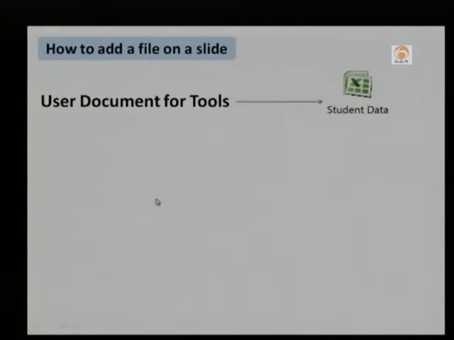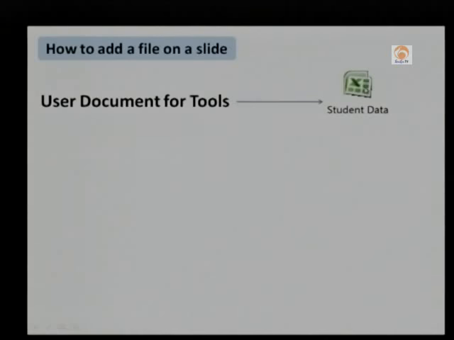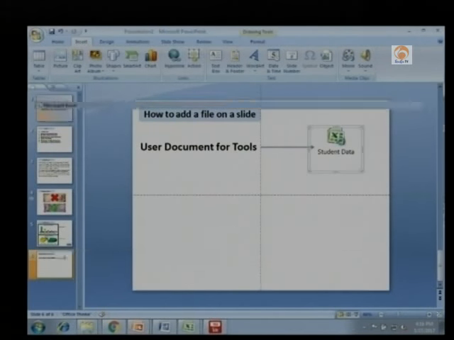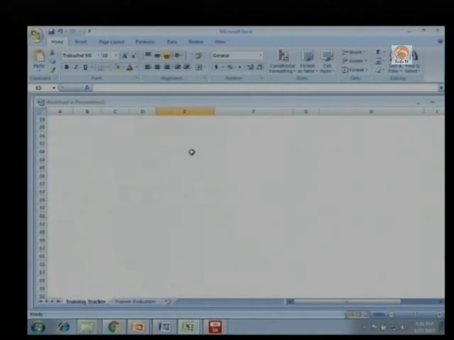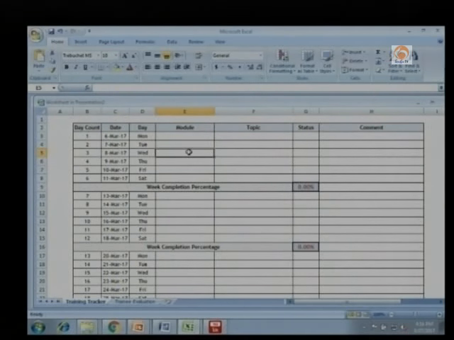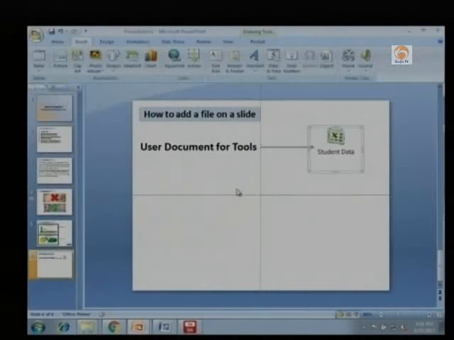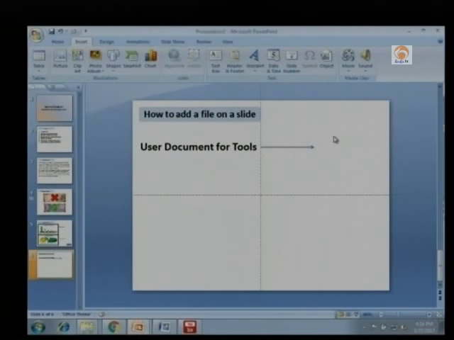When I go to slideshow mode, it says student data. This is in a slide mode, this is just an image. If I click, it will go to the next slide. I need to go back to edit mode. If I double click, I will have the Excel sheet open up. It's that easy.